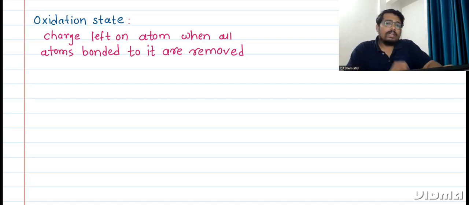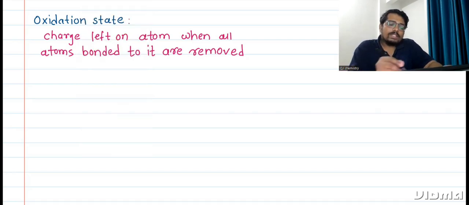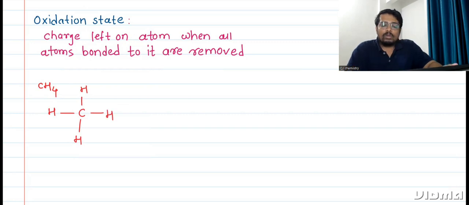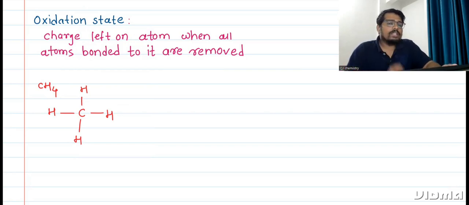Okay, so let us apply this definition to calculate the oxidation state of an atom. For example, methane molecule. So this is the structure of the methane molecule. We know that four hydrogen atoms are bonded to carbon in the methane molecule. Now, how to find the oxidation state of each atom? Let us dissociate the bond.